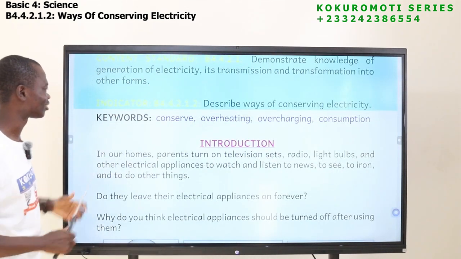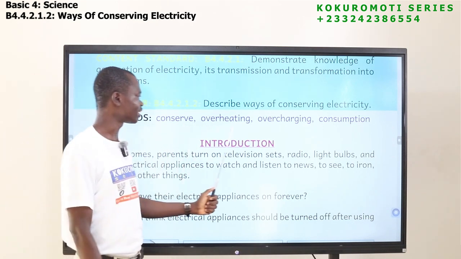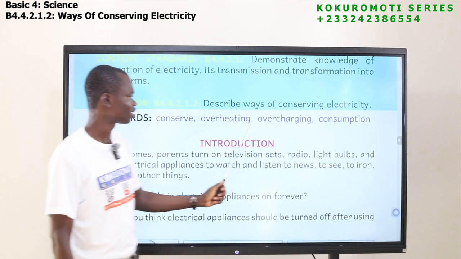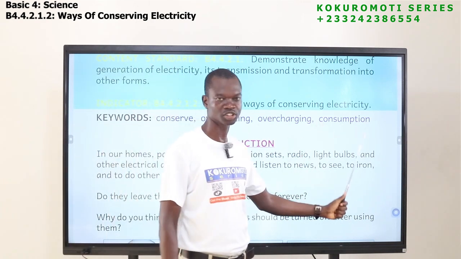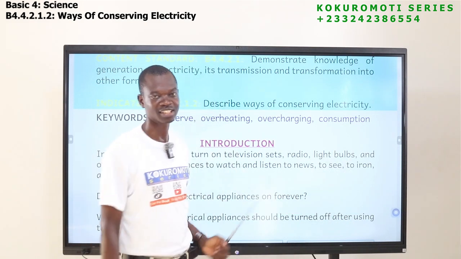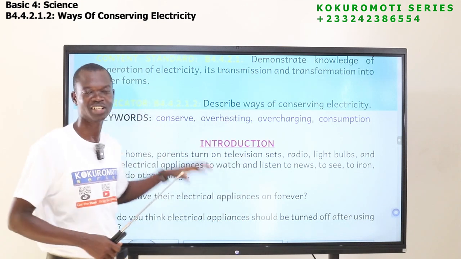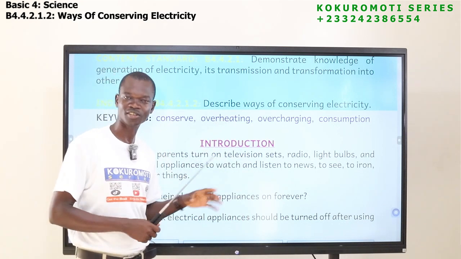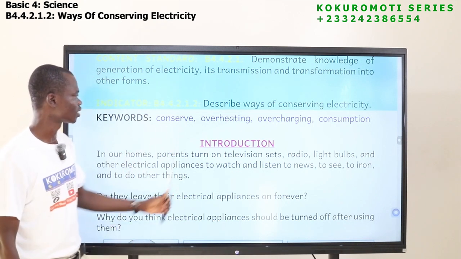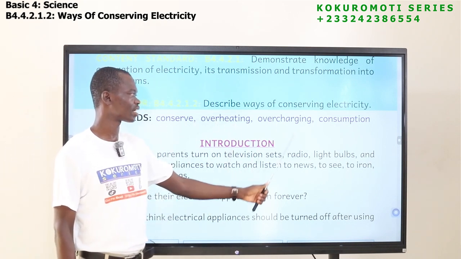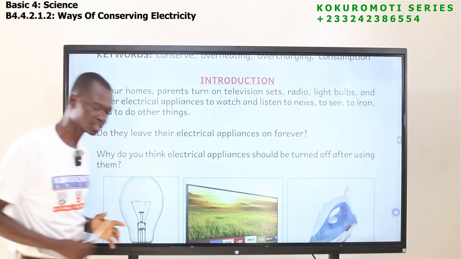The keywords are here. The first one means to conserve. To conserve. The next one is overheating. Overheating. Here we have overcharging. Overcharging. And here we have consumption. Consumption. So these are the words that we are going to see in the lesson. I don't want to bother you with explanations because we are going to look at the definition and the meaning of these keywords. Let me take them again. Conserve, overheating, overcharging, consumption.